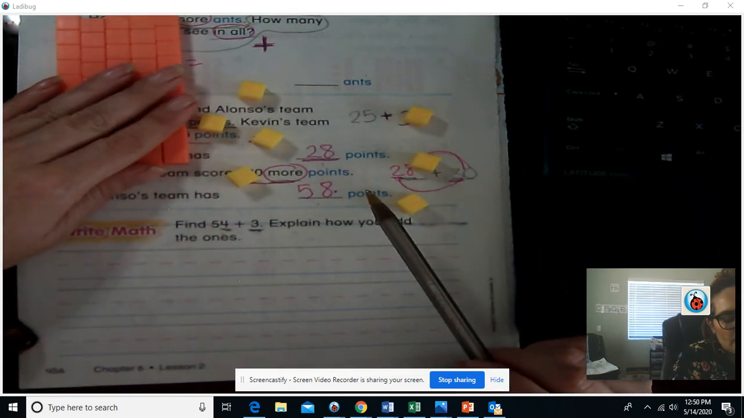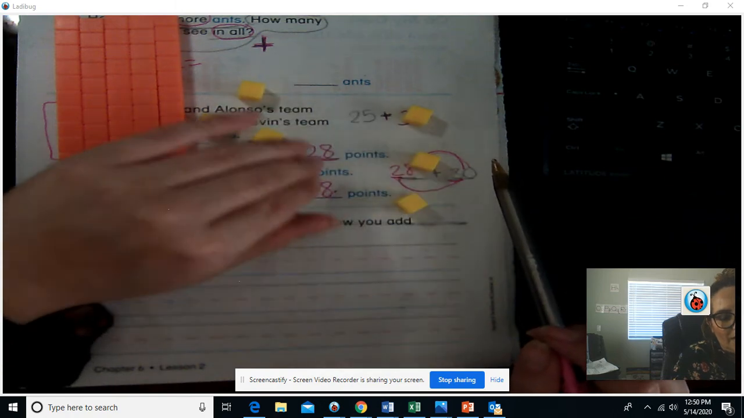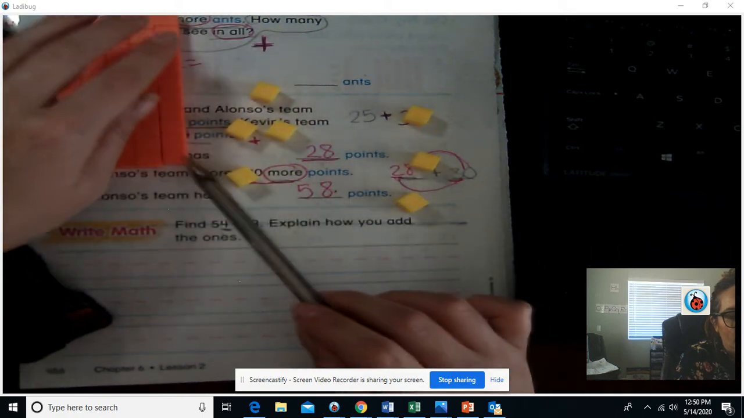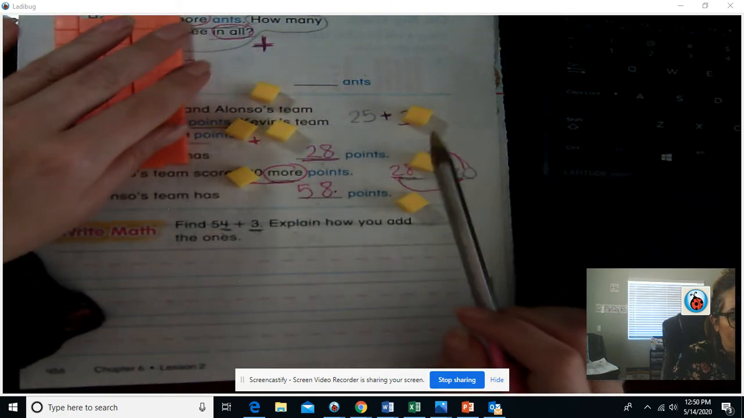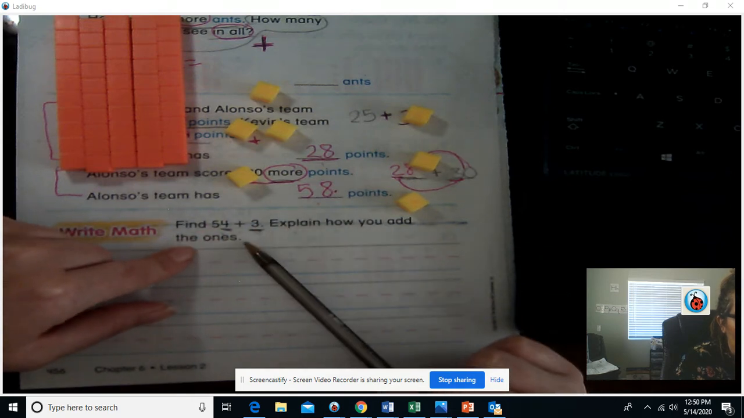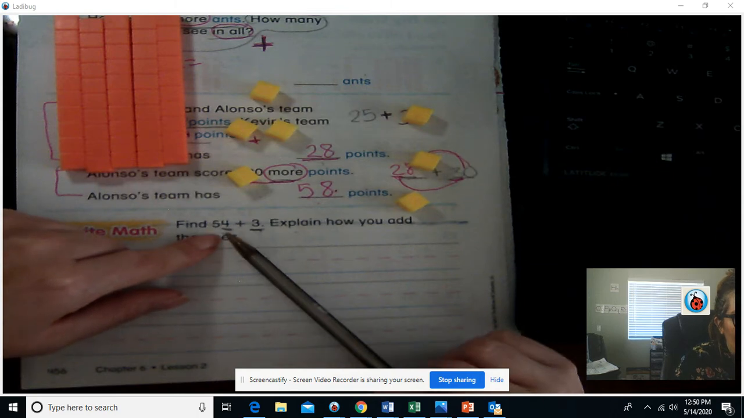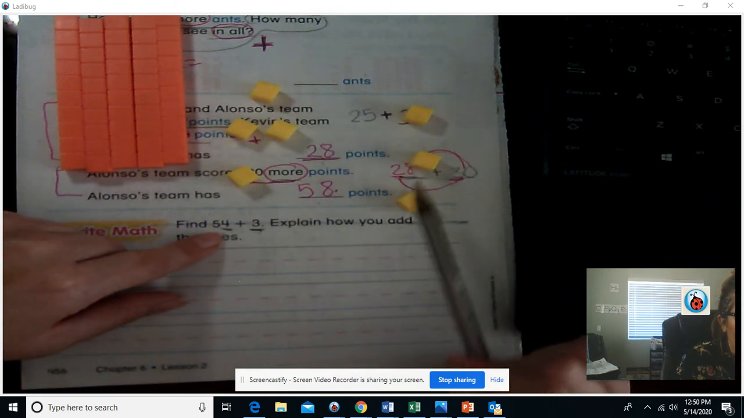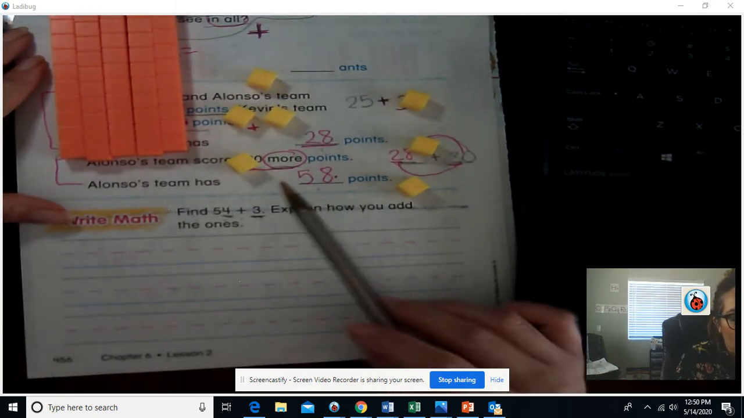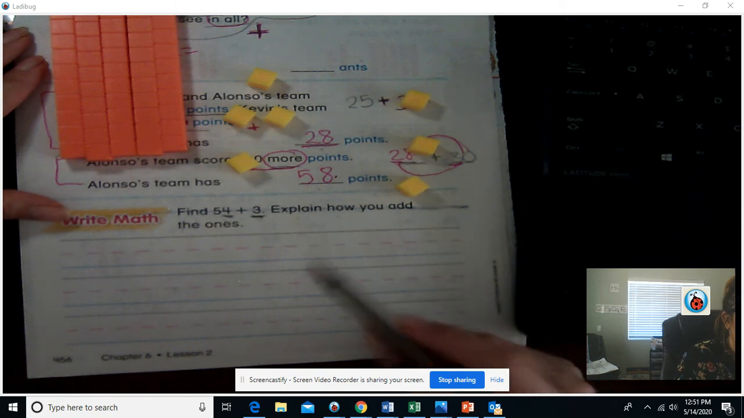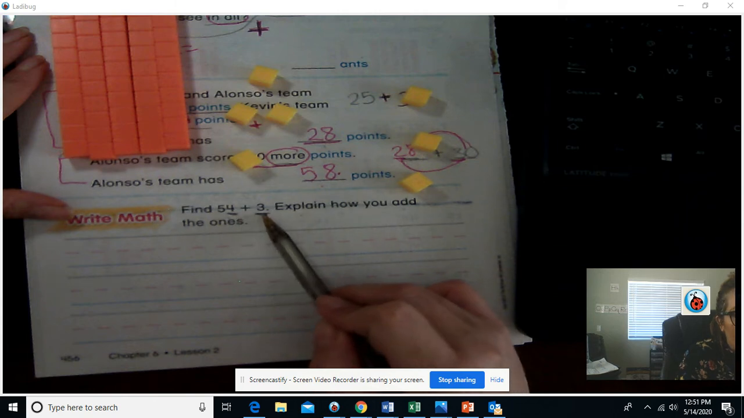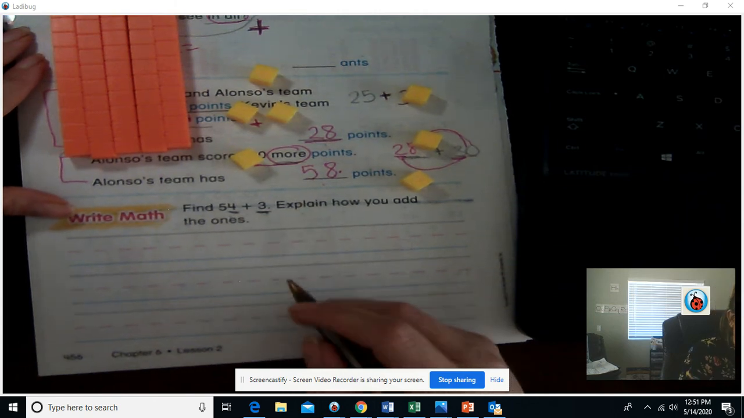These are tens. These are ones because they're by themselves, right? Ones means I don't have enough to make a group of 10. There aren't enough. So find 54 plus 3, explain how you add the ones. So I add 4 plus 3 because they are the ones. So the group of 10 stay the same, and I add 4 plus 3 because they are in the ones place.